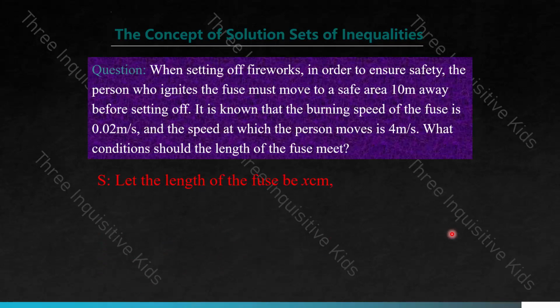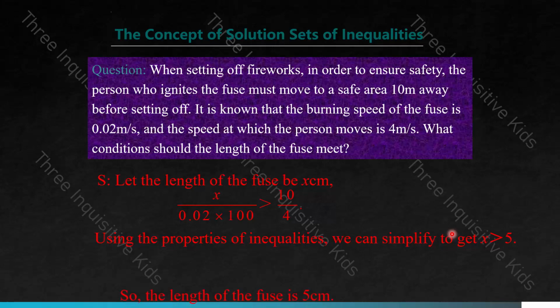Let the length of the fuse be x centimeters, since we don't know it yet. And the inequality we can get is x over 0.02 times 100 has to be greater than 10 divided by 4. The time at which the fuse burns off and the fireworks explodes has to be greater than the time you take to move to a safe area 10 meters away. So simplified, using the properties of inequalities, we learned this from the last video, we can simplify to get x is greater than 5, which means the length of the fuse has to be greater than 5 centimeters.